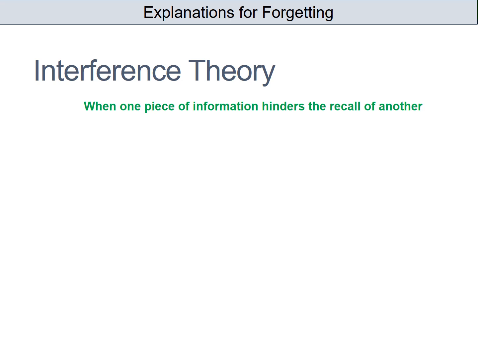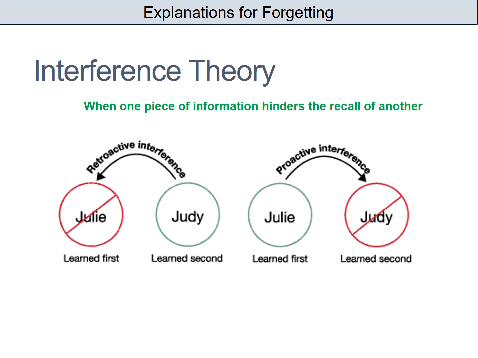Interference theory is the idea that one piece of information can interfere with or hinder or disrupt the recall of another piece of information. Now, there are two types of interference that can occur: retroactive interference and proactive interference. Now, people often lose marks in the exam because they get these the wrong way round. So it is very, very important that you remember which way round is which.